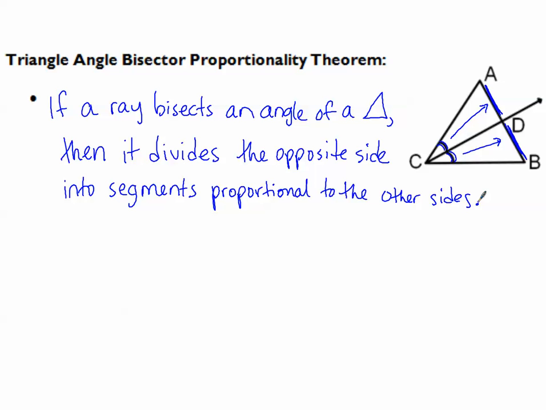Here's what that means. These two little segments, the side that's divided opposite the bisected angle, those segments are AD and BD, will have the same ratio as the other sides put together. So AD is the segment on top. We'll go with the side that's on top, AC. BD is the segment on the bottom, so we'll go with the side that's on the bottom, BC. Let's take a look at some examples that have numbers.